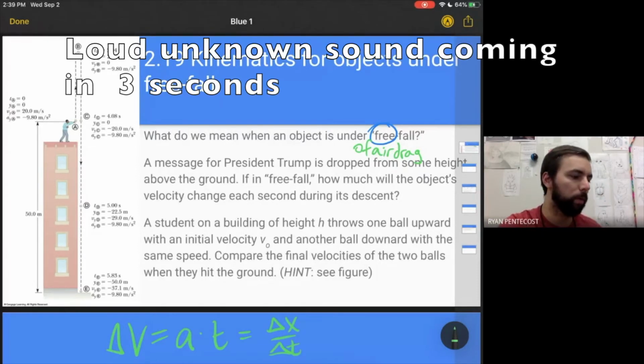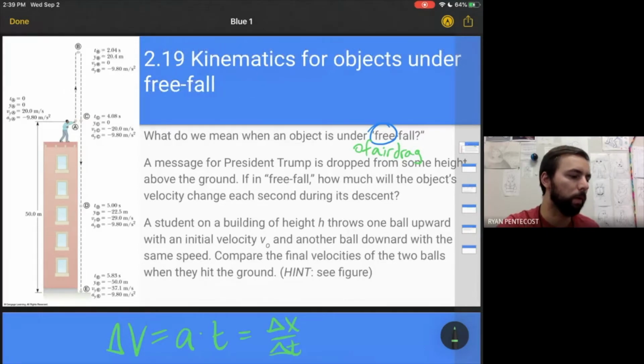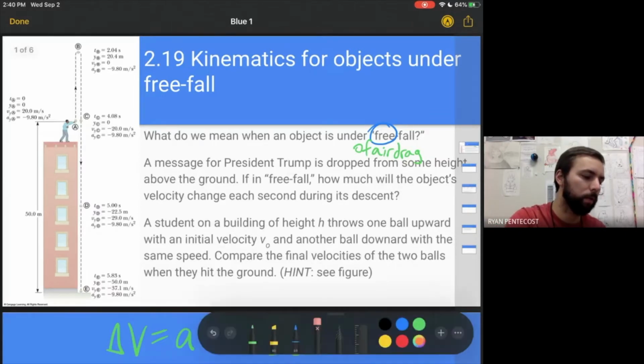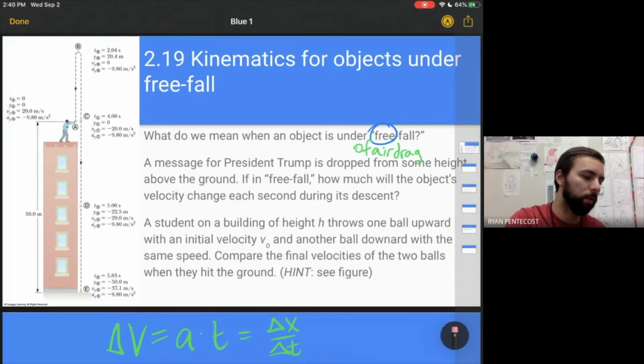But we want to know how much. All we know is that it's dropped from some height, right? And we want to know every second. So time is going to be 1, right? For 1 second, how much did velocity change? But we don't know the distance, right? It just says some height above the ground. So what we do know is that it's in free fall. Free fall means acceleration is 9.81. So we know that it will not be delta x over delta t.